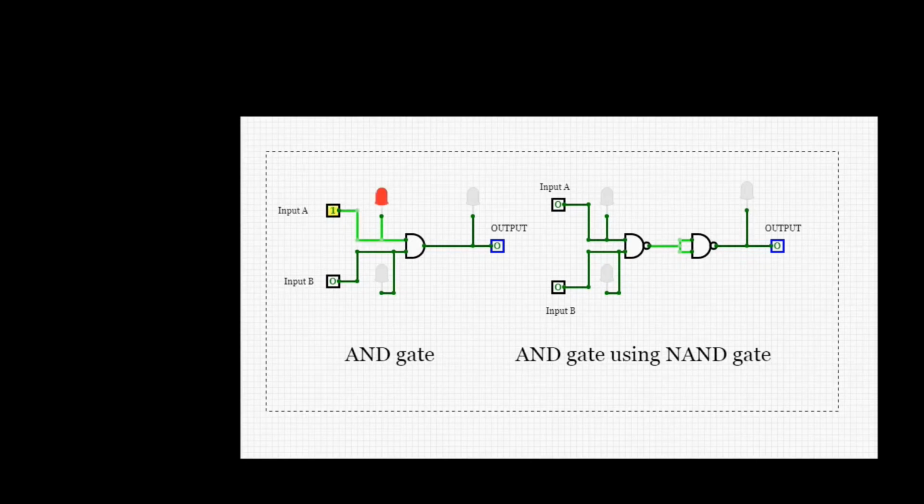We can build AND gate using two NAND gates as shown on the screen. At the left hand side we can see the functionality of AND gate. And at the right hand side, the same functionality is reciprocated using two NAND gates.